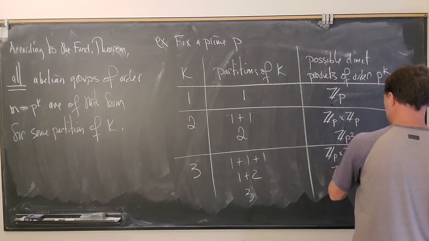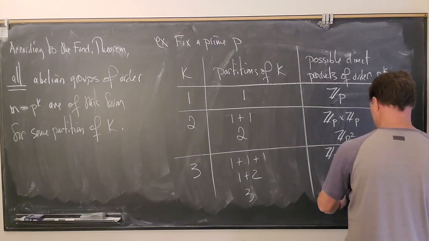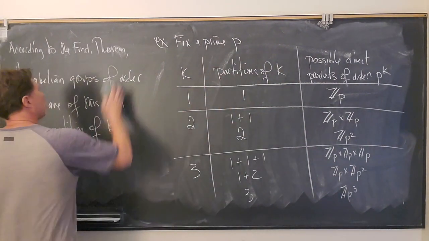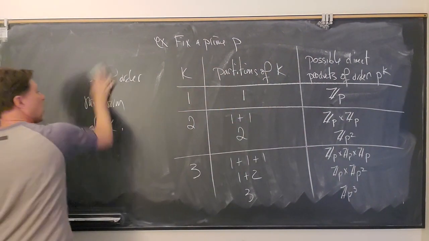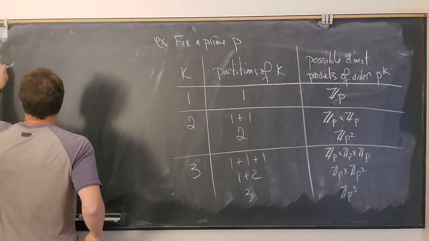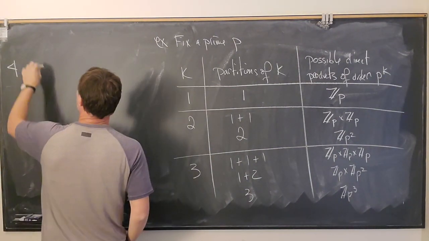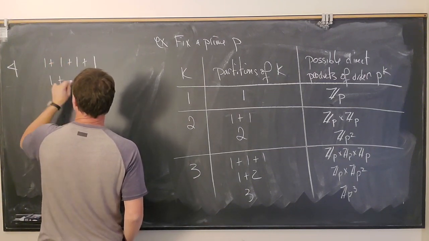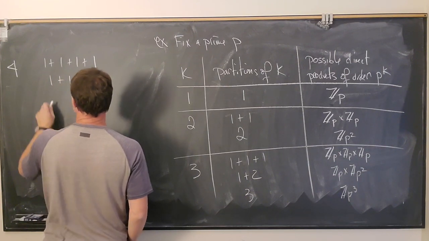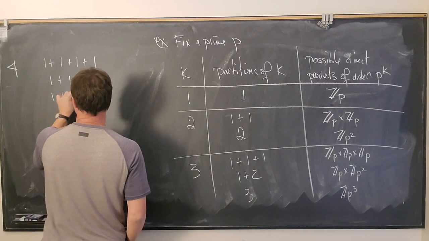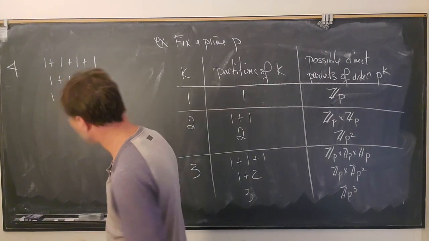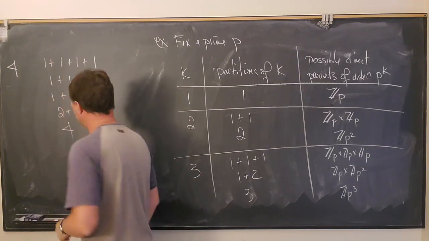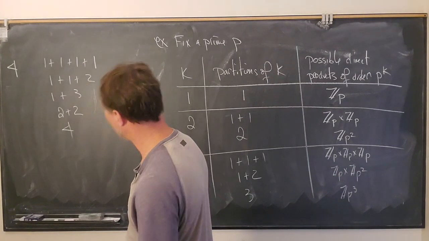Zp cross Zp squared. And Zp cubed. And then I want to continue this table, but I'm out of room, so I'm going to do it right over here. For 4, the partitions are 1 plus 1 plus 1 plus 1, 1 plus 1 plus 2, 1 plus 3, 2 plus 2, and 4. I think I got them all. 1, 2, 3, 4, 5. Yeah, there's 5 of them.